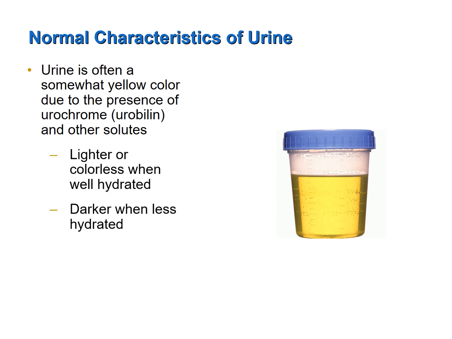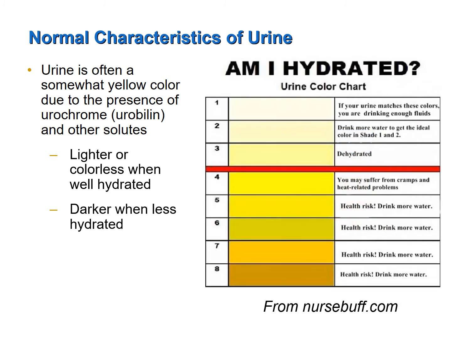An individual's level of hydration can affect the color of urine. If a person is well hydrated, then the urine will tend to be dilute, the urochrome concentration will be lower, and the urine will be lighter in color or even colorless. On the other hand, if the person's not well hydrated or if they're dehydrated, the urochrome concentration will be high. This results in a darker colored urine, particularly if the person is dehydrated.